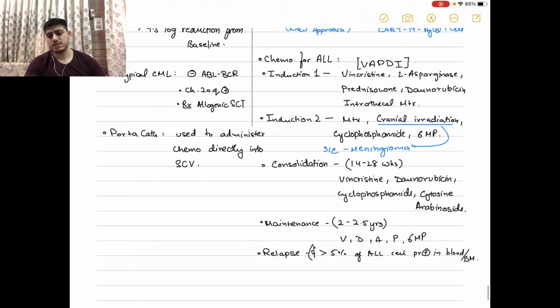So you can read these drugs. So induction 1, induction 2. We start induction 1, then induction 2, then we have to do the consolidation, then maintenance.